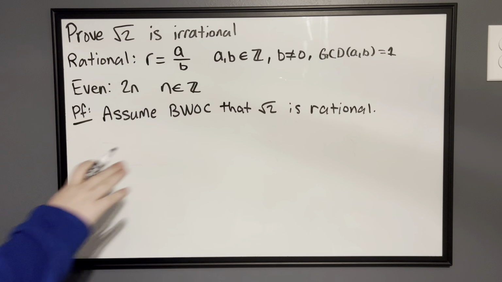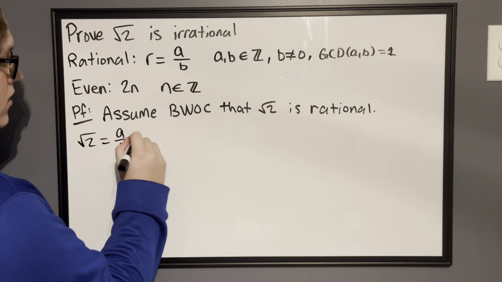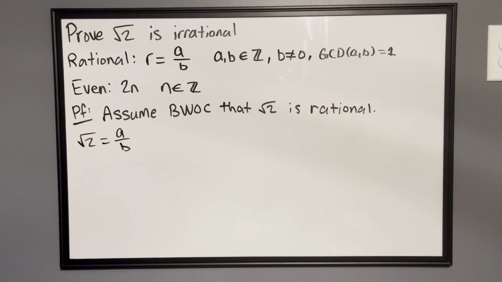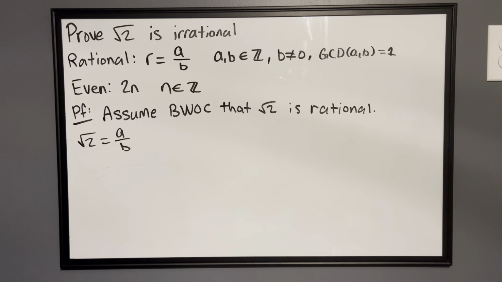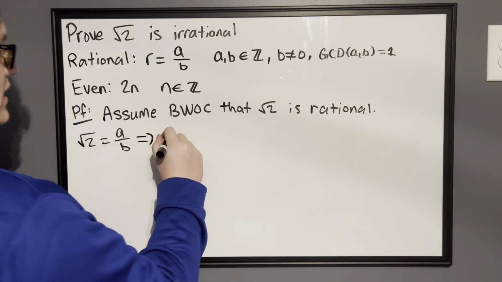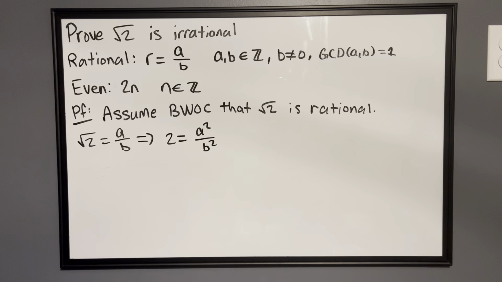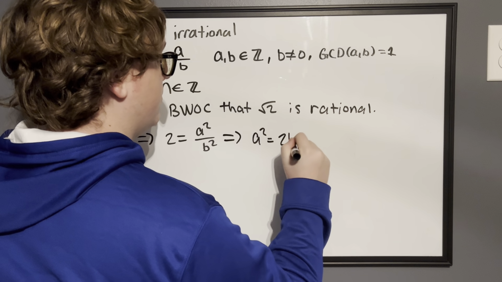So if the square root of 2 is rational, we can write it as some a over b with this definition. A, b are in the integers, b is not equal to 0, and they are co-prime with each other. So if square root of 2 equals a over b, well, let's just go ahead and try to manipulate this. Let's try squaring both sides. When we square both sides, we'll get 2 is equal to a squared over b squared. And so now let's just try multiplying both sides by b squared and solving for a. So let's multiply by b squared. We get a squared is equal to 2b squared.